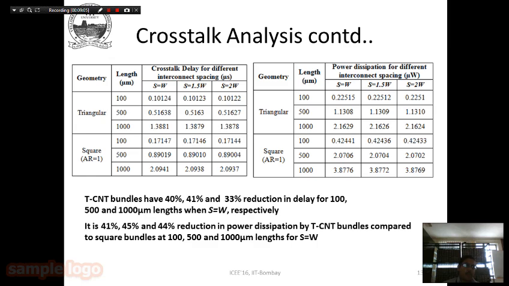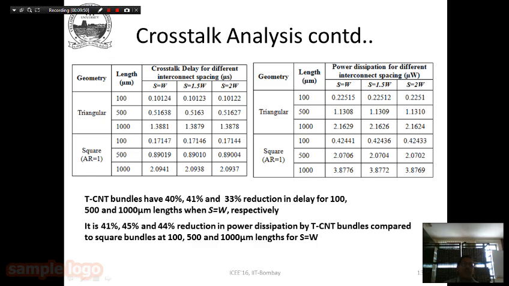These are the results that we have obtained for crosstalk analysis after SPICE simulations. It can be seen that triangular CNT bundles have around 40, 41 and 33% reduction in delay for 100, 500 and 1000 micrometer lengths when S equals W, that is, the spacing between the bundles equals the width of the bundle. We also did simulations where S equals W, S equals 1.5 W and S equals 2 W, that is, changing the spacing of the interconnects. Obviously, as we increase the spacing, the delay reduces, and the power dissipation also reduces.